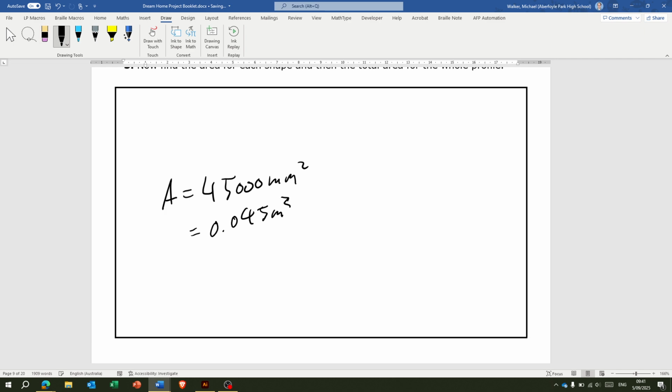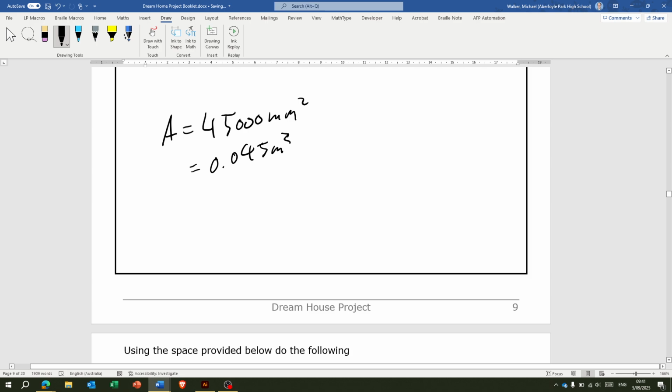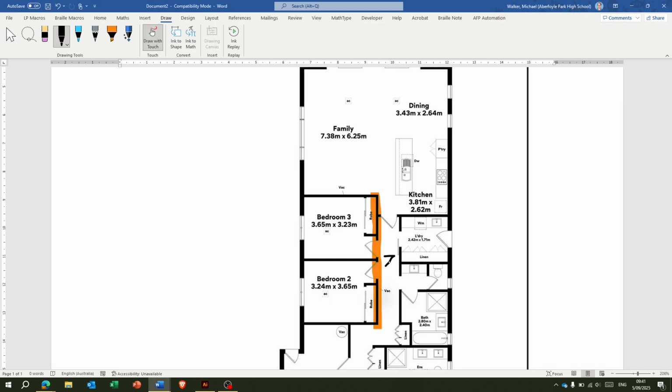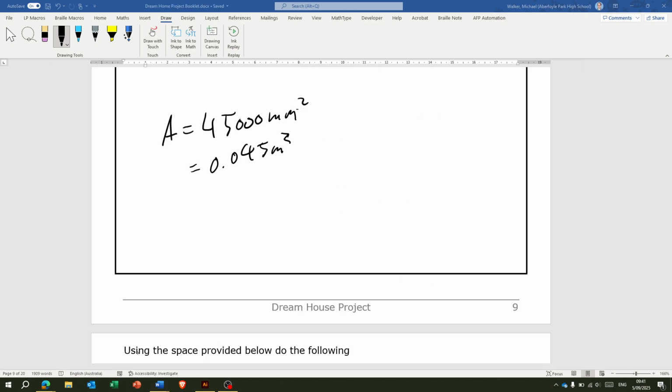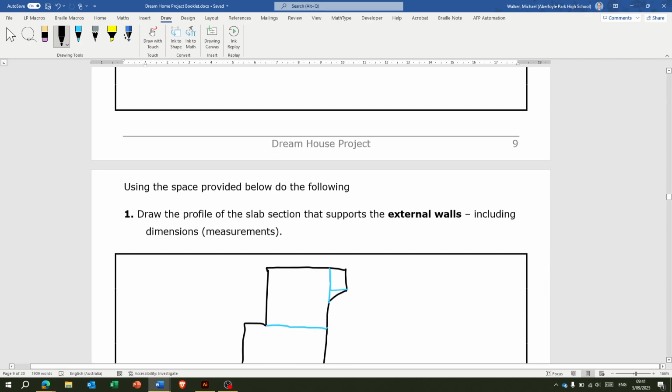Okay, so 0.045. It's important that we use the same units. So if I was still using millimeters squared, the thing that I need to use in terms of length, this 7 would need to be 7,000, because there's 1,000 millimeters in a meter. So make sure you're in the same units.